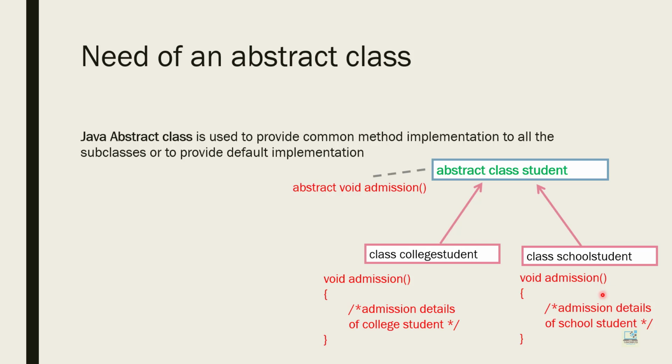Now the process will be different, but the method return type, the method name and the method arguments will remain the same. Since it is mentioned in the base class that it is abstract, that prototype will have to be followed by both of the derived classes. That is the use of an abstract class. It will give you a default implementation that can be used by all the derived classes.